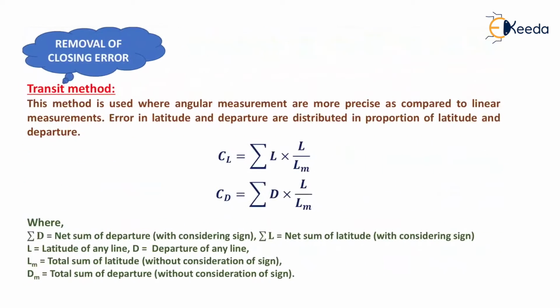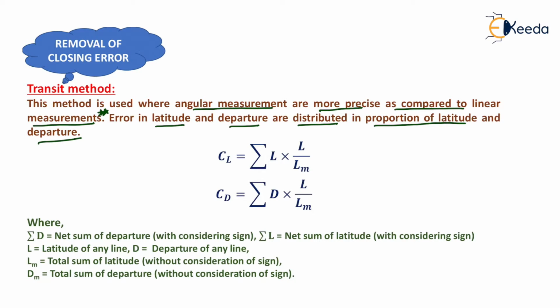Okay students, now the next method is transit method. This method is not very important from the GATE point of view, but you can study this topic from the knowledge point of view. Now this method is used where angular measurements are more precise as compared to the linear measurements. This point is very important. It means that the transit method is only used where the angular measurements are more precise as compared to the linear measurements. Now error in latitude and departures are distributed in proportion of latitude and departure.